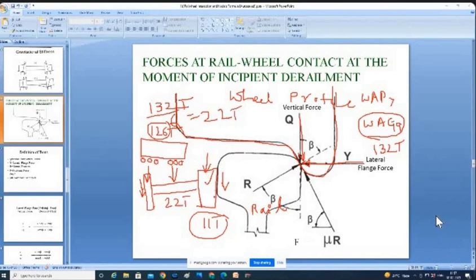Vertical force comes from the own weight of that particular loco or wagon or coach, divided by the number of axles, divided by 2, on each wheel it will come. So that force is called a vertical force. Vertical force will be continuous, but lateral flange force is an instantaneous force. So these two are important forces. Vertical force comes from own weight. Lateral flange force will come from sinusoidal movement.